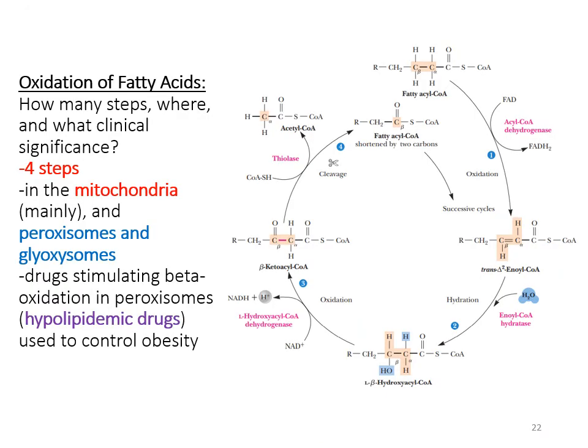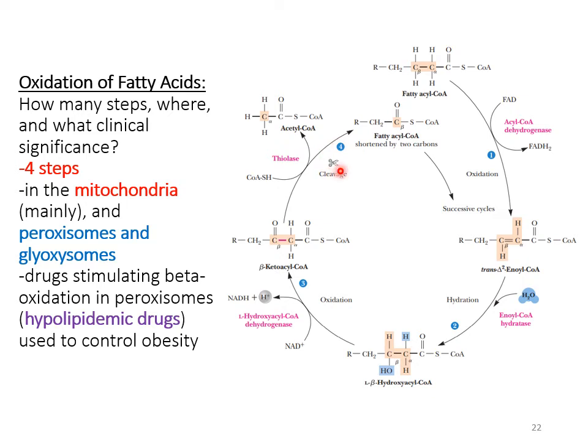So once you've had the activation and the transport of the fatty acid into the mitochondria, now you can get to the beta oxidation of the fatty acids. And as you can see here, we have the full cycle mapped out for you. There are 4 main steps. So you see the 4 steps are oxidation over here, hydration, oxidation again, and cleavage.